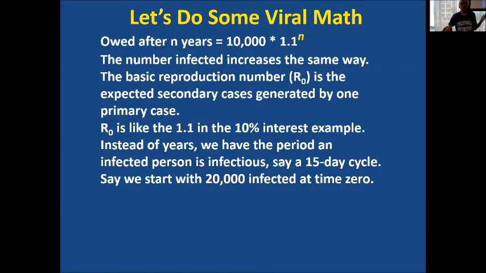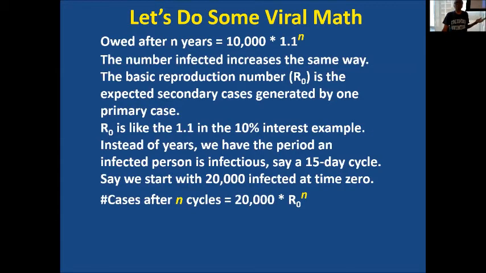So suppose you start with 20,000 people infected at time 0. The number of cases after n cycles would just be 20,000 times R naught raised to n. That's the number of people who are going to be infected after n cycles. So this is a very simple formula. It just blows up geometrically.